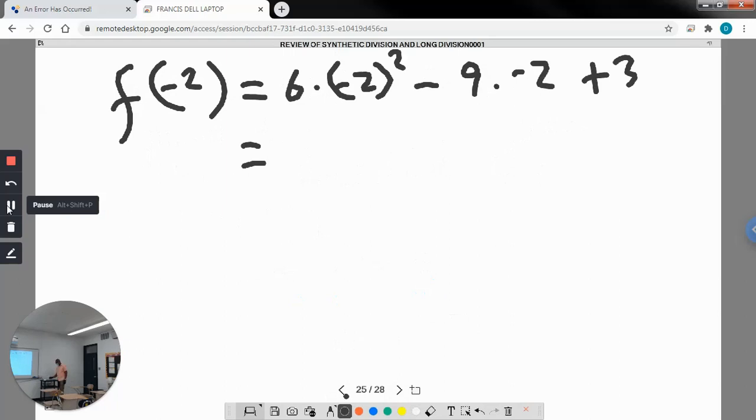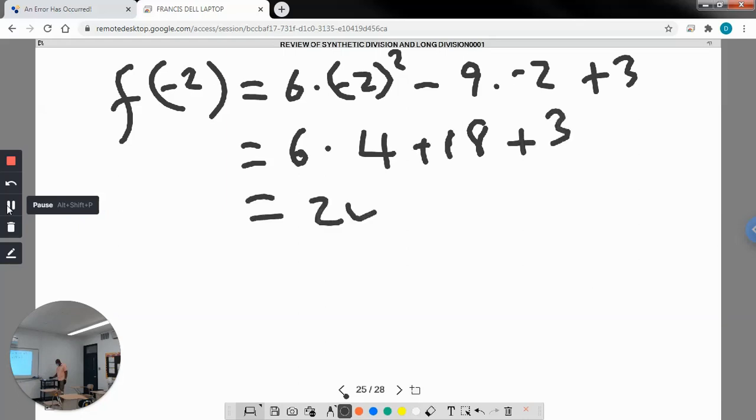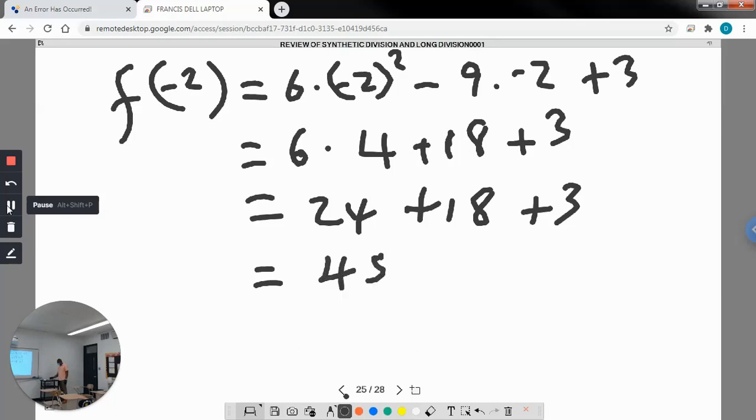That is going to give you 6 multiplied by 4, minus, this is going to become a positive, so it becomes positive 18, plus 3, which is 24 plus 18 plus 3. 24 plus 18 is 42, plus 3 equals 45.